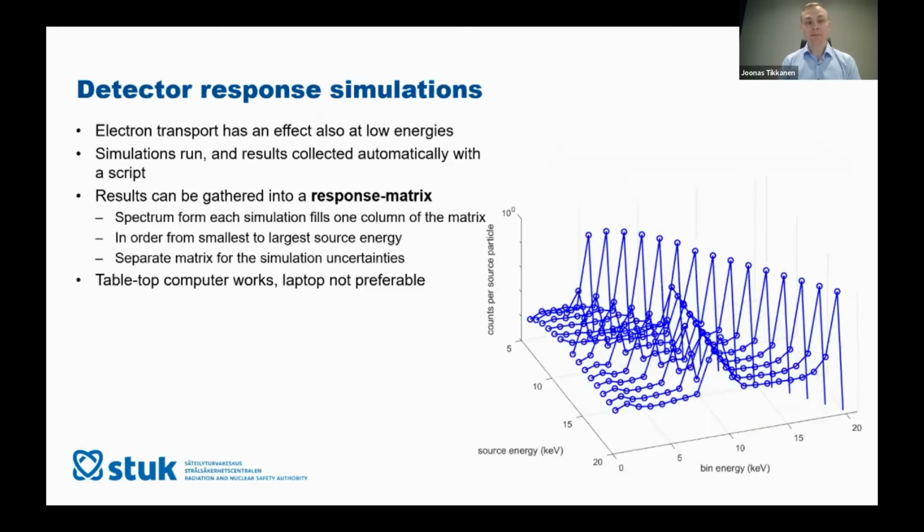And these results can be gathered into a matrix. So in essence, this is just a way to gather your data in a convenient way, and also for one reason that you'll find out a bit later. So each column of the matrix is one simulation result or one simulated spectrum of the detector, and you just gather these in increasing order of the source energy.